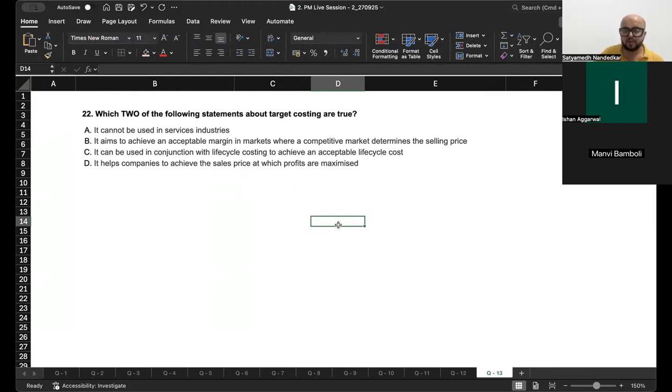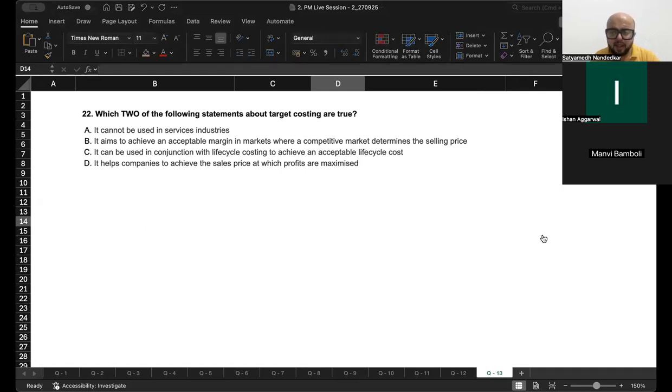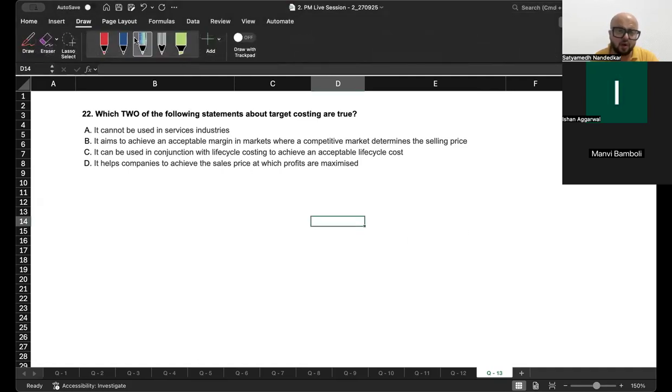It cannot be used in service industry. No. It aims to achieve an acceptable margin in markets where a competitive market determines the selling price. It can be used in conjunction with life cycle costing to achieve an acceptable life cycle cost. It helps companies to achieve the sales price at which profits are maximized. I think very clearly A cannot be the answer, because it cannot be used in service industries is wrong. This is incorrect.